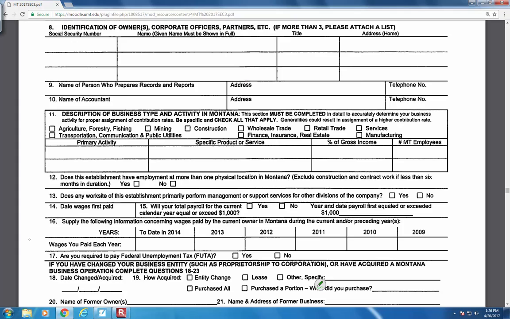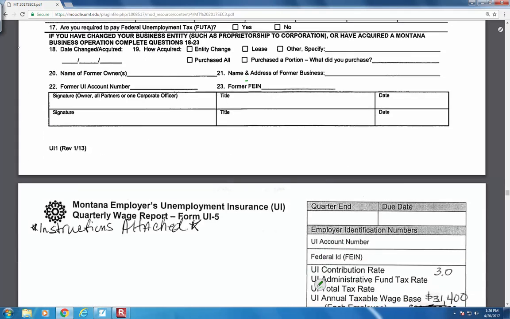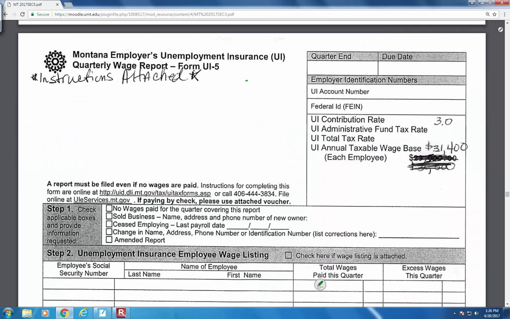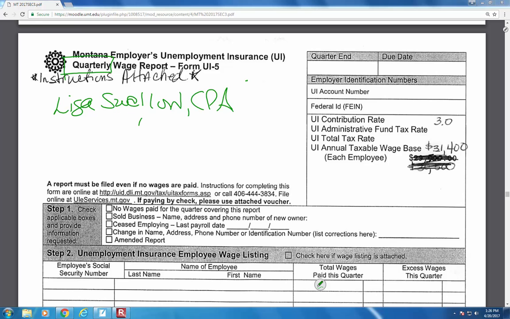How often do I have to file that? Anyone remember? Quarterly. They're going to send me this return. It's going to have the name of my company, address, blah, blah, blah. And it's going to tell me my rate, 3.0. It's going to have that little administrative fund rate.